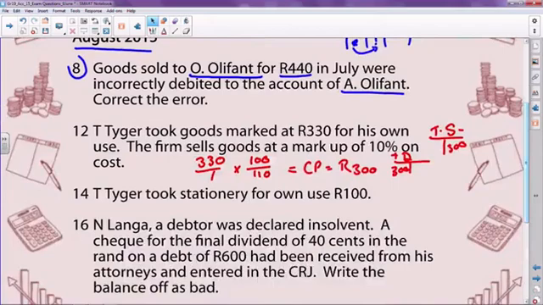Number 14, T. Tiger took stationery for own use, and that stationery was bought at 100 Rand. Now guys, I'm going to give you another minute to complete this entry.